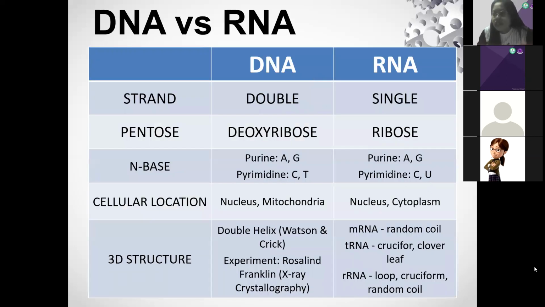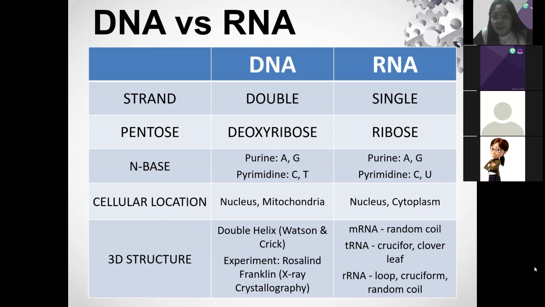Now, let's differentiate DNA and our RNA. So how do they differ? From the name itself, we can see the difference. Deoxyribose and ribose for the sugar. Okay? Both are pentose, meaning 5-carbon sugar, but one is deoxyribose and the other is ribose. Okay? Now, for the strand, of course we know that the DNA has double strand while the RNA is single strand.